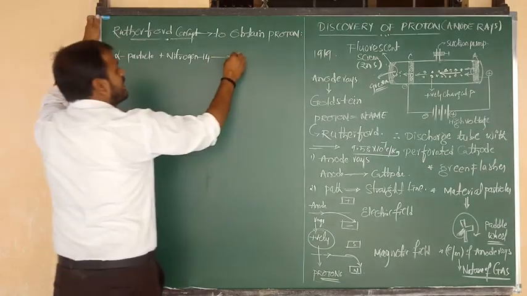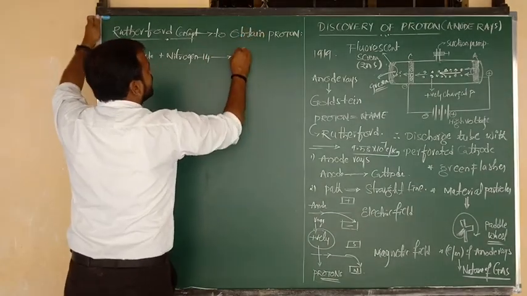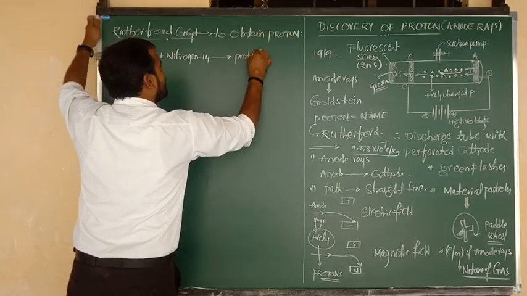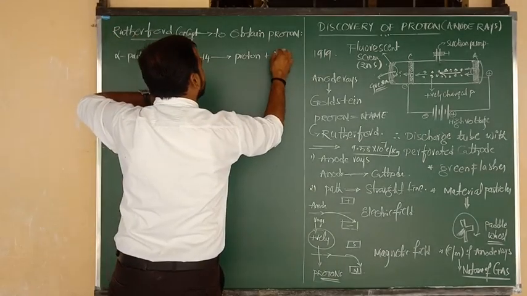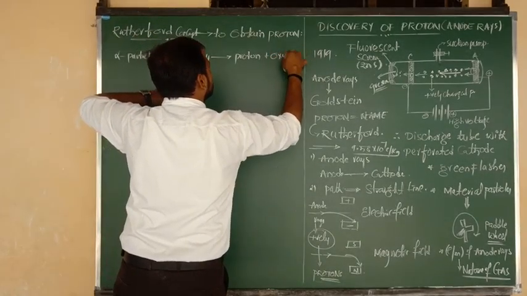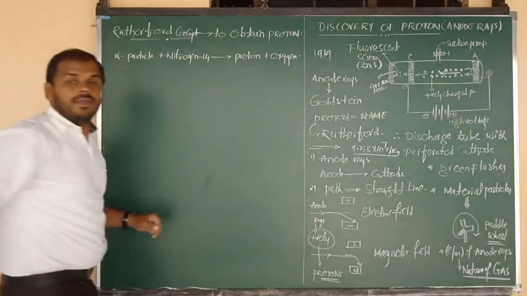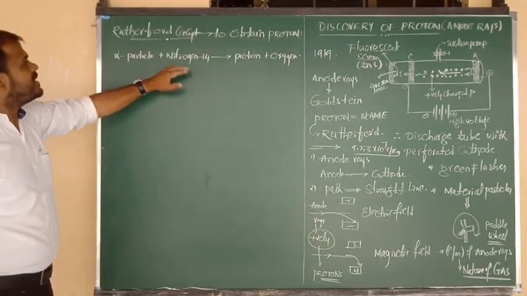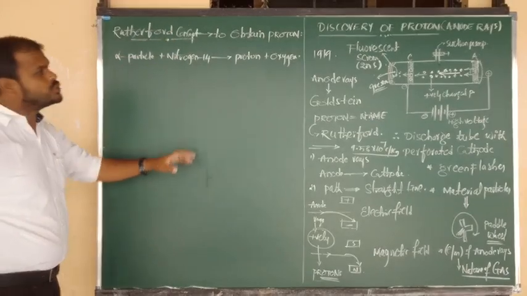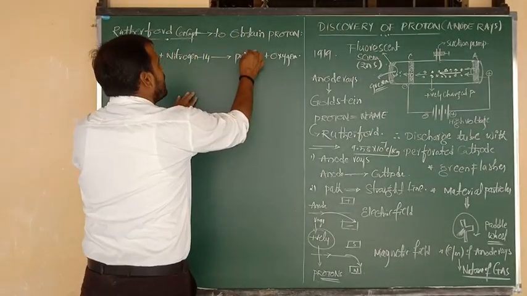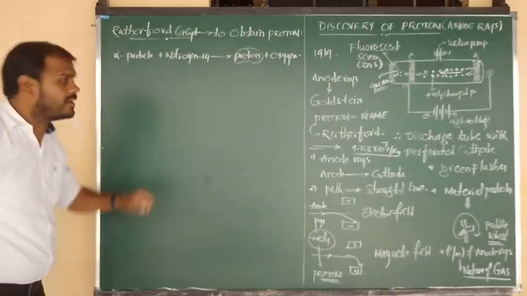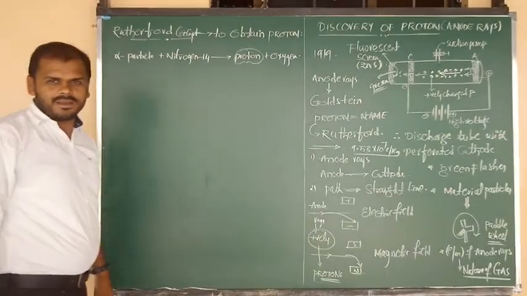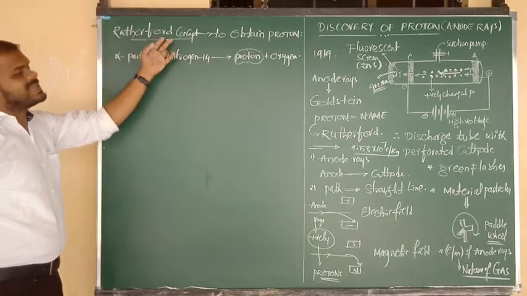Automatically in this reaction we get the subatomic particle, that is proton. And here we also get a byproduct, and the byproduct is oxygen. This is the experiment given by Rutherford to obtain the subatomic particle, proton. For this I am going to show the reaction. Sir, what is meant by alpha particle? Once again, what does he say?